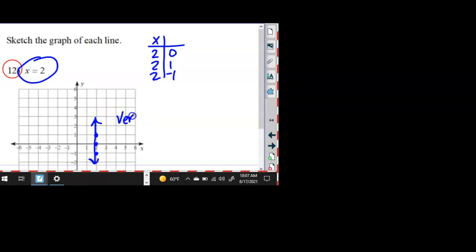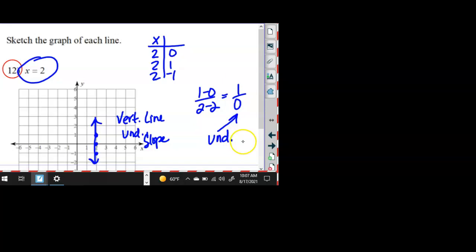Okay, so this turned out to be a vertical line, which means it has undefined slope. If we found the slope between any two of those points, we'd go 1 minus 0 over 2 minus 2, and we'd get 1 over 0, which is undefined, dividing by 0. Okay, that's more information than I really cared about today, but just trying to review a bunch of extra stuff.